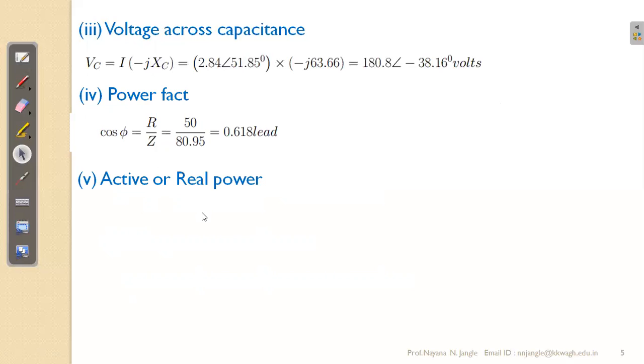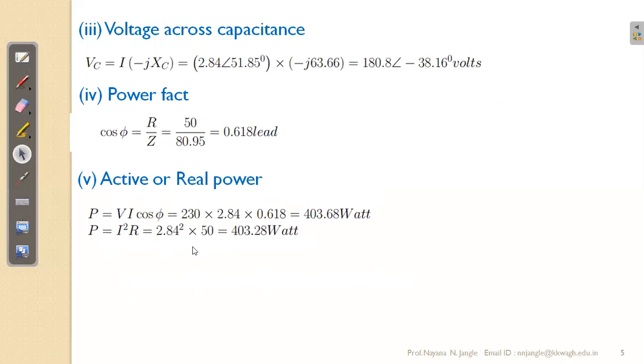Then active power or real power is the actual power consumed in the circuit, calculated by the formula P equal to VI cos phi. V is the RMS value of voltage and I is the RMS value of current: 230 into 2.84 into the power factor 0.618. So the power consumed in this circuit is 403.68 watts. We can calculate the same active power by using the formula P equal to I square R. So 2.84 square multiplied by 50 gives the same power, 403.28 watt.